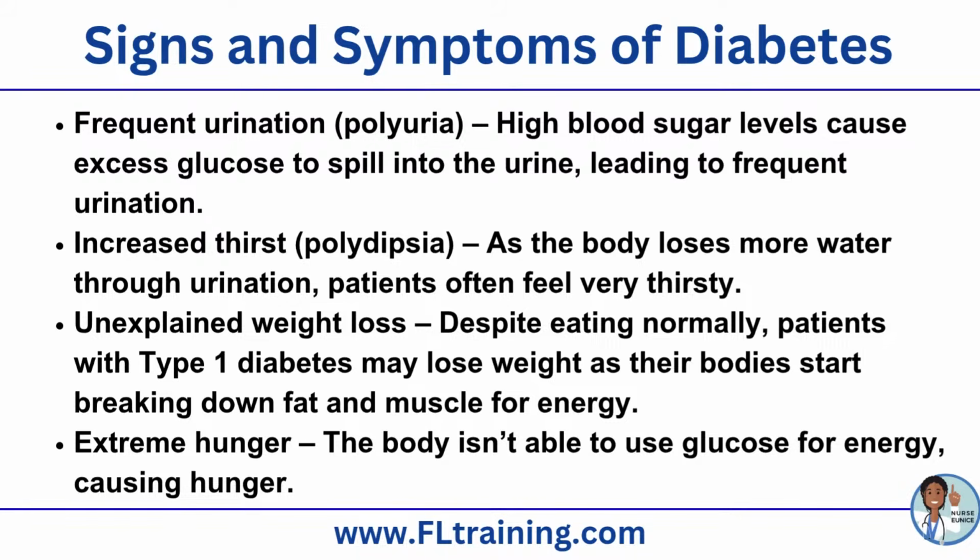Another sign could be unexplained weight loss. Despite eating normally, patients with type 1 diabetes may lose weight as their bodies start breaking down fat and muscle for energy. They can also be extremely hungry because the body isn't able to use the glucose. It's just sitting in their cells. It's not being utilized for energy, and thus that's going to cause them to be hungrier more often.